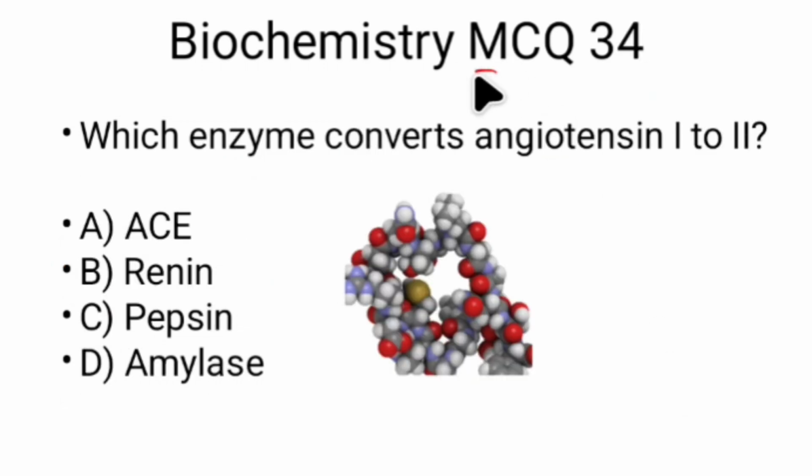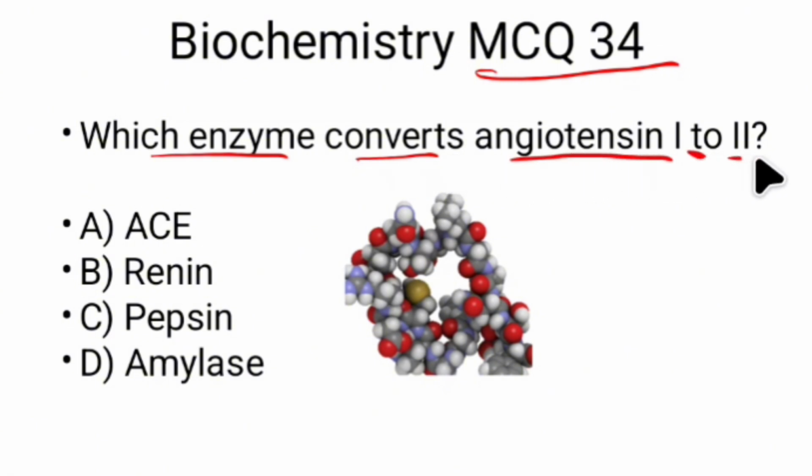Question number 34. Which enzyme converts angiotensin 1 to angiotensin 2? The correct option is A. ACE, angiotensin converting enzyme.